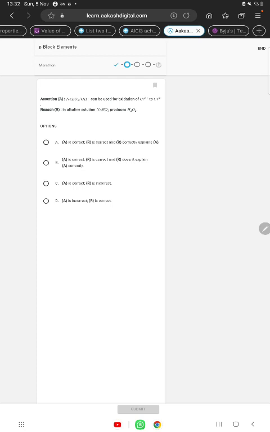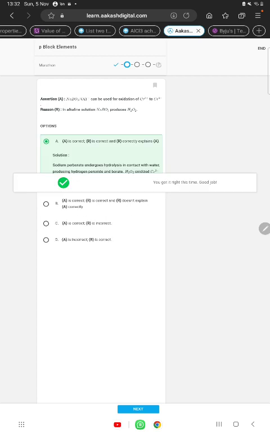Assertion and reason: NaBO3 can be used in the oxidation of alkaline solution of Cr3+. NaBO3 produces H2O2. Option A is correct. Sodium perborate undergoes hydrolysis in contact with water, produces hydrogen peroxide and borate. H2O2 oxidizes Cr3+ to Cr6+. Hence both assertion and reason are correct.